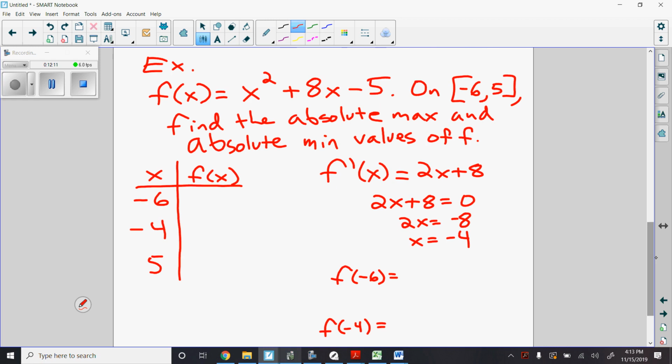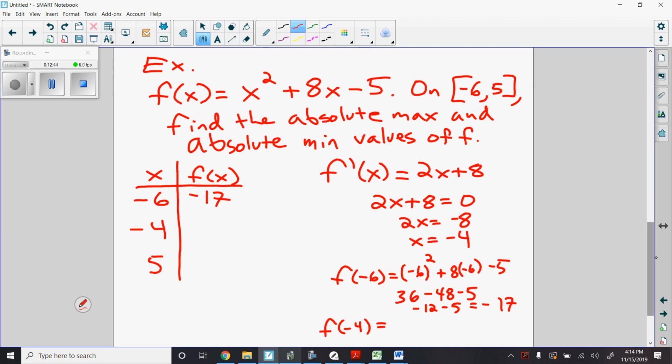All right. So, -6 squared plus 8 times -6 minus 5. -6 squared is 36 minus 48 minus 5. 36 minus 48 is -12, minus 5 equals -17. And I'm going to write that in my table right here.